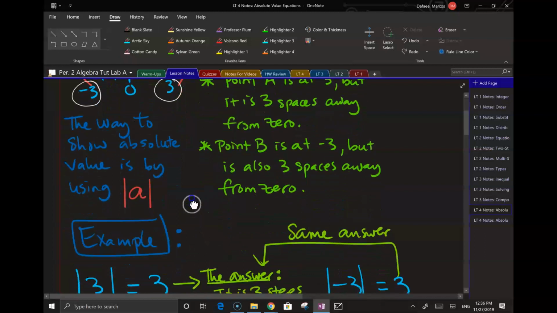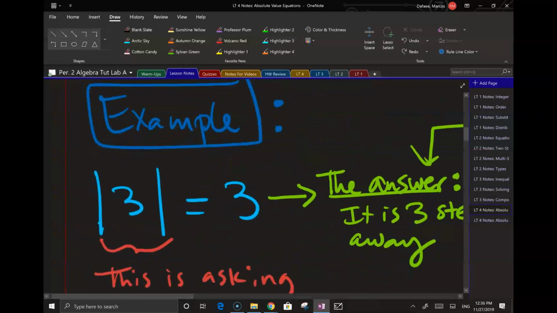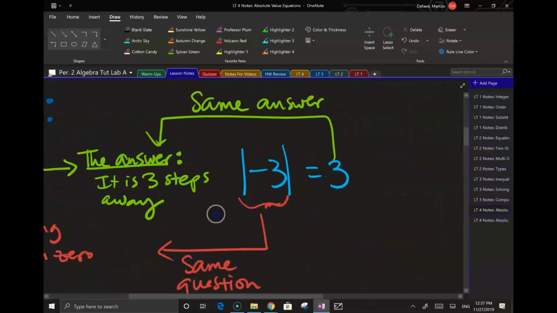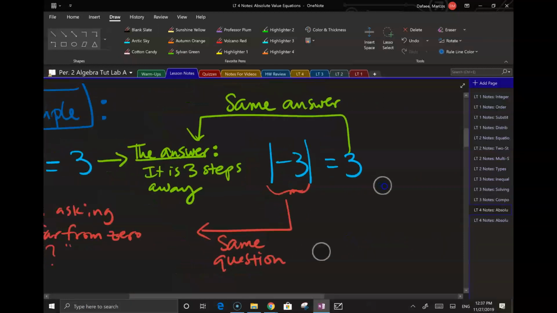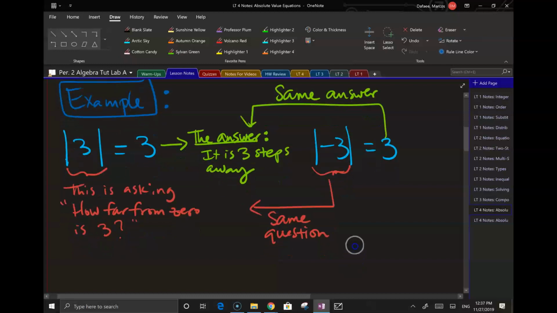So if we look at an example over here, we have the absolute value of 3, but it's really a question, which is how far from 0 is 3? Now, if you remember the number line, the distance of 3 from 0 is exactly 3 units, which is why the answer turns out as +3, okay? And if we look at the other side of this, we have the absolute value of -3, and the question is still the same, which is how far is -3 from 0? And the answer to that is exactly what we got before, which is 3 steps away from 0. So as you can see, it doesn't matter what we begin with, the result is still the same.